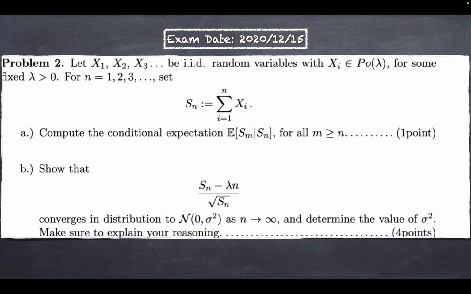Show that S_n, so hopefully you have this paper, yes? I sent it to your inbox. Please have the PDF handy so that you can see the questions. So show that (S_n minus lambda n) divided by square root of S_n converges in distribution to a normal distribution with mean 0 and variance sigma squared as n goes to infinity. And of course, you are supposed to determine the value of sigma squared. Make sure to explain your reasoning.